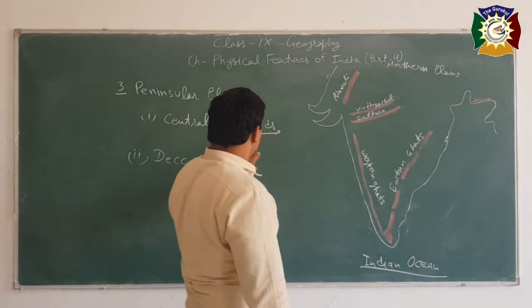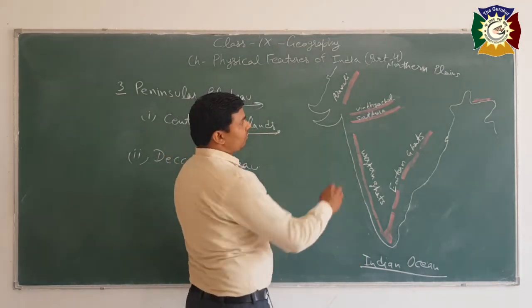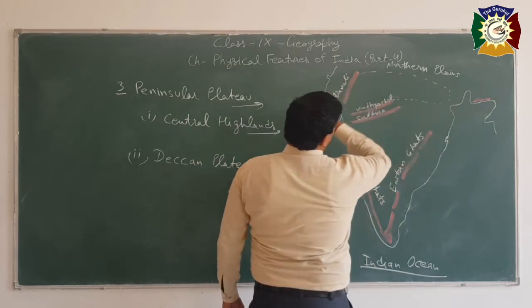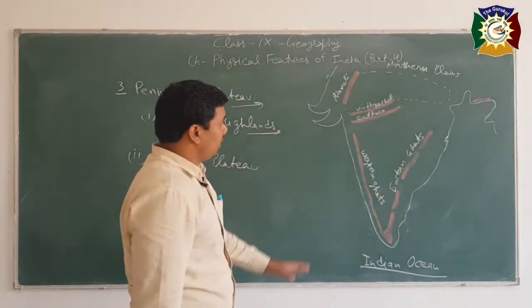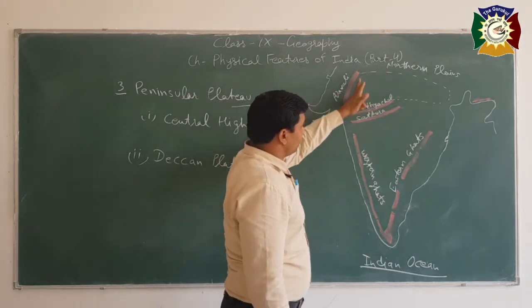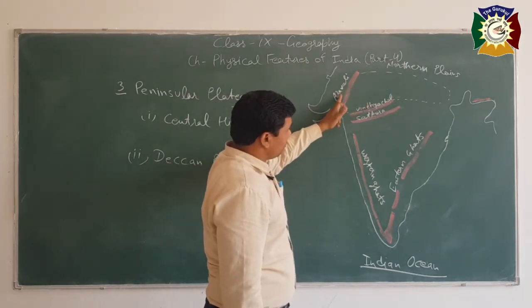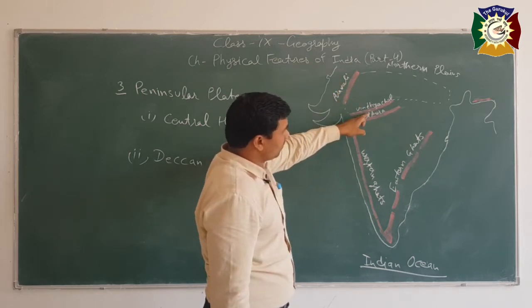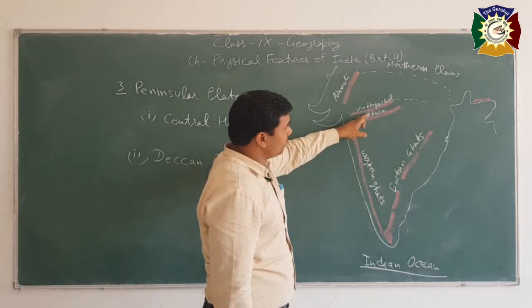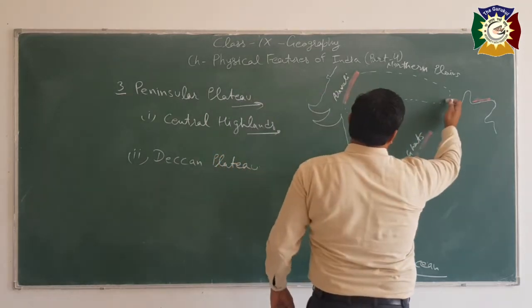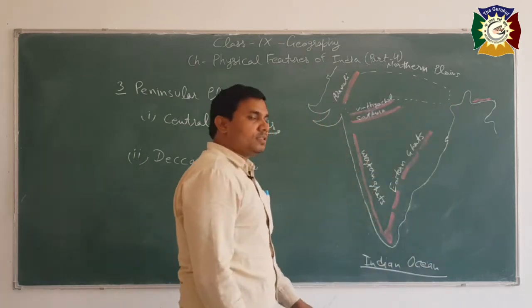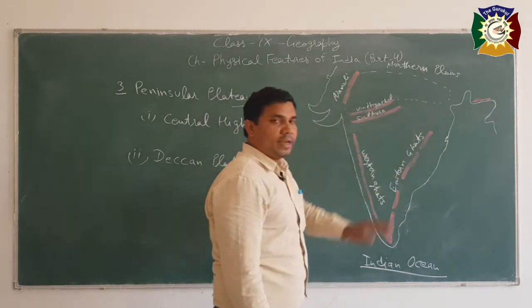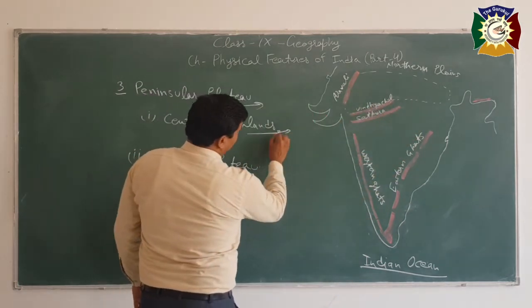So first of all, central highlands. The area of central highlands is this area. In the south of northern plains, its boundary is marked by Aravalli hills. In the south, the Vindhyachal mountain range is located, and in the eastern side the Rajmahal hills are located. We can divide this central highland into further divisions.